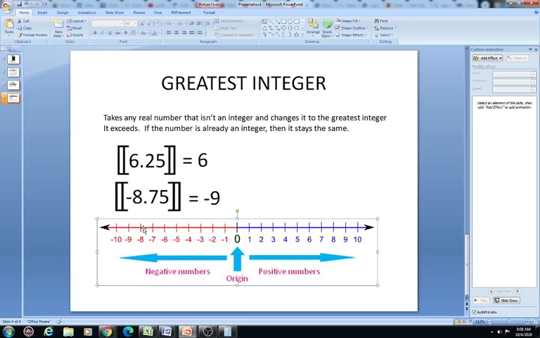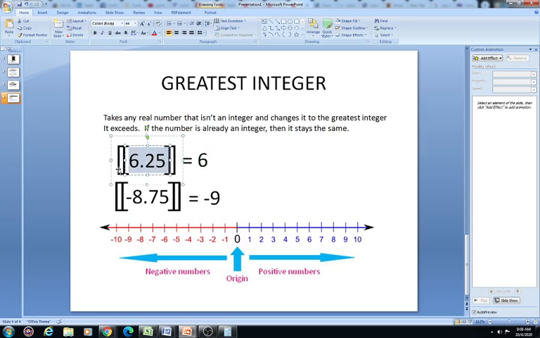Let's do the top one first, 6.25. So 6.25 is right about here. I'm going to drop the fraction and use the integer for that. So 6.25, drop the fraction, and it's 6, because the greatest integer cannot exceed the number inside these brackets here.